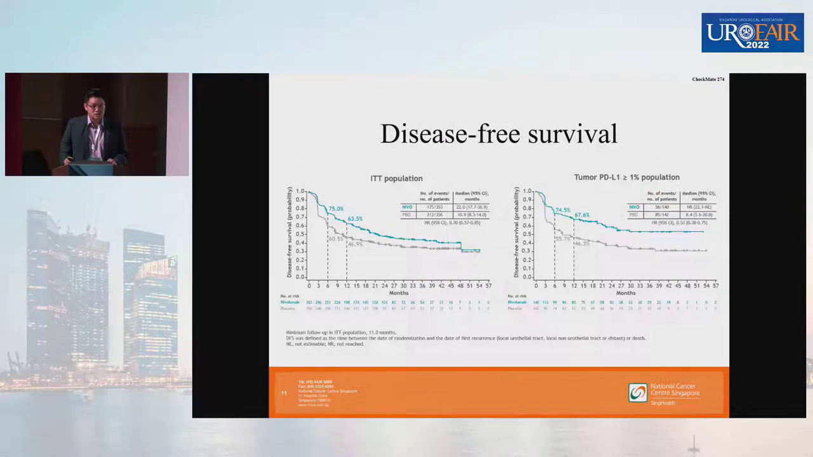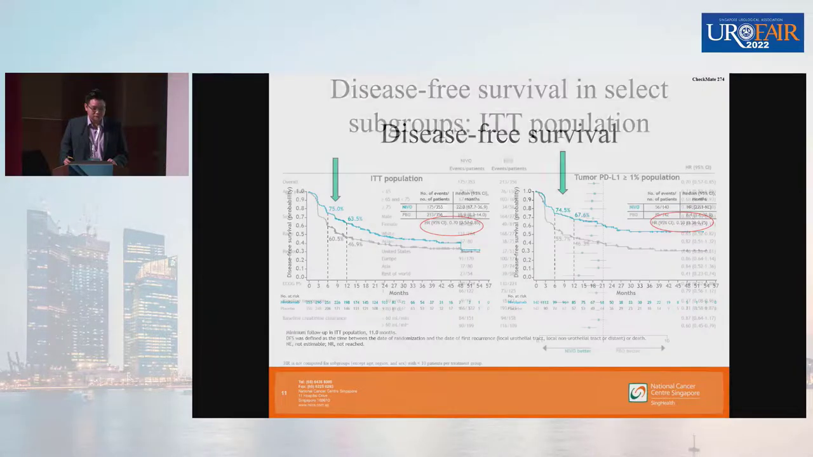Now, this is the disease-free survival. The disease-free survival at 6 months for the patients on nivolumab was 75% compared to 60%, with a hazard ratio of 0.7, and this was statistically significant with a p-value of less than 0.001. In the population with a PD-L1 of more than 1%, at 6 months, patients who were alive and disease-free was 74.5% compared to 55.7% with a hazard ratio of 0.55. Again, this was significant with a p-value of less than 0.01.